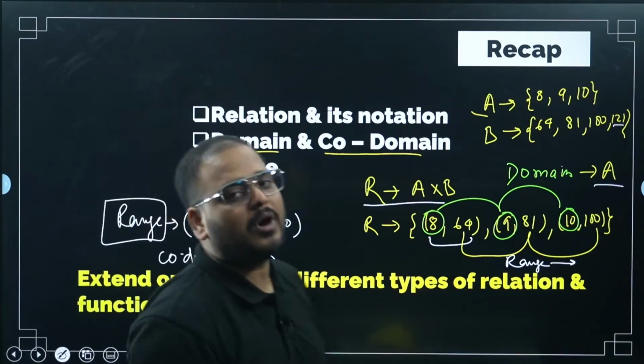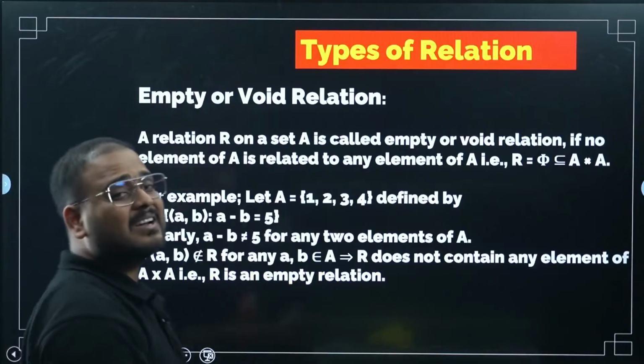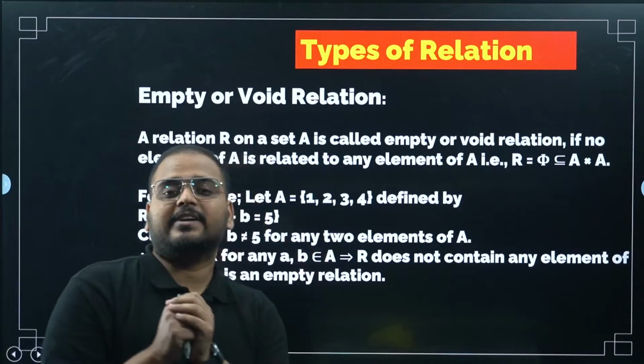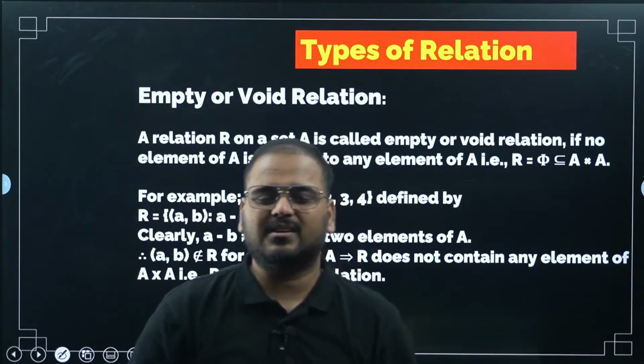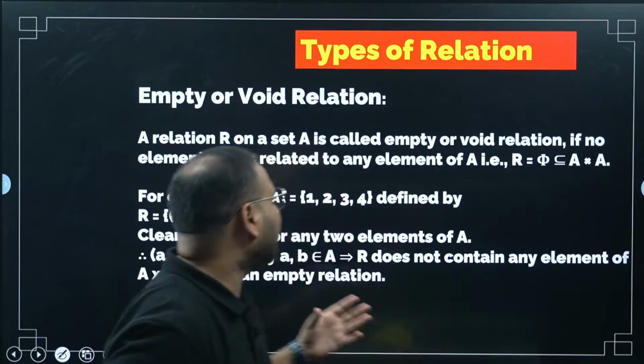Alright, let's move on to our chapter for PU2. What is the part we are doing here? Types of relations. The first relation that we have is the empty or void relation. Makes obvious sense, sir. Empty means nothing should be there in the set. The relation should not have any element.